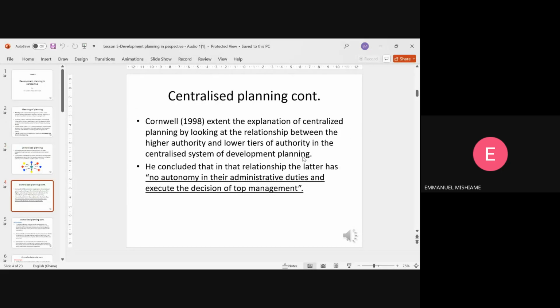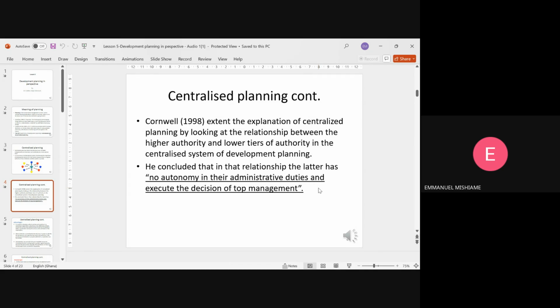Now, Cornwell explained centralized planning by looking at the relationship between the higher authority and lower tiers of authority in the centralized system of development planning. He concluded that the lower tiers have no autonomy in the administrative duties and the execution of the decisions of top management. There are certain typographical errors in the text, but essentially what they are trying to say is that the lower levels do not have any autonomy. They do not have any power. They are not mandated to take any decisions on their own.